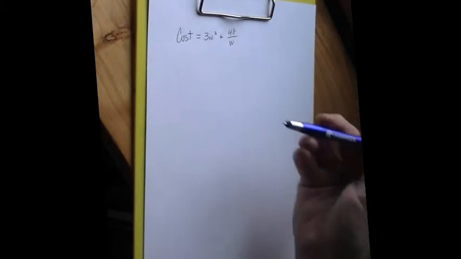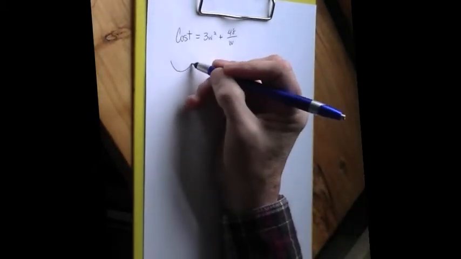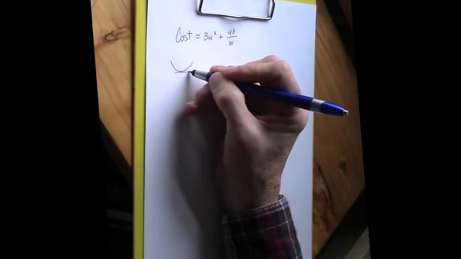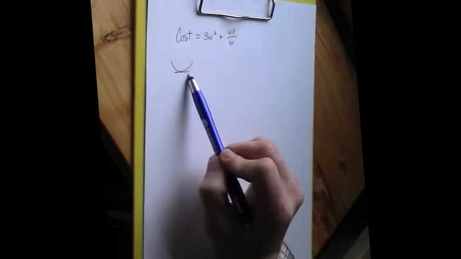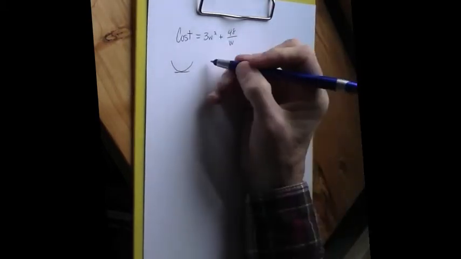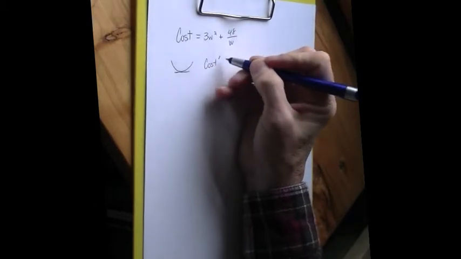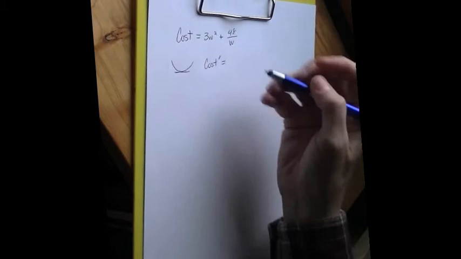We know we find minimums when our graph is concave up and our derivative is 0. So we're trying to minimize costs, so I want to find a point where the graph is concave up and the derivative is 0. So let's first find the derivative of the cost. And so the derivative of 3w squared will be 6w.